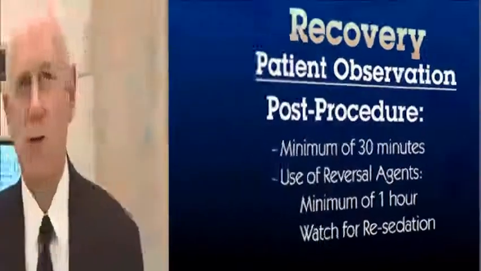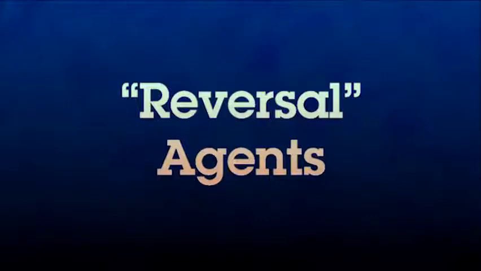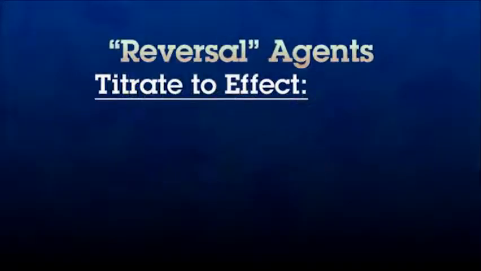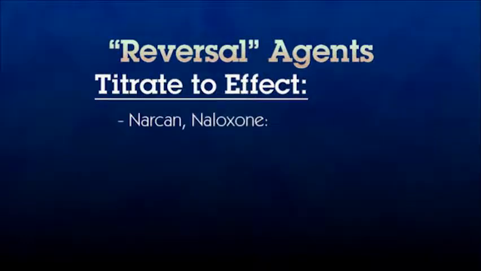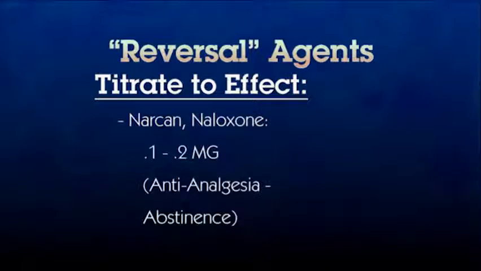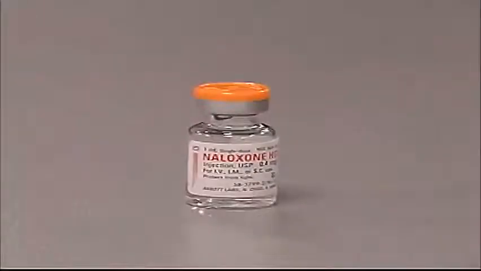It's important to understand that the use of reversal agents should not be routine. There's no free lunch when you use a reversal drug. It's very important to titrate these medications to the desired effect. Narcan or naloxone should be given in doses of 0.1 to 0.2 milligrams. This drug has a profound anti-analgesic effect and can provoke an acute abstinence syndrome. People have been known to develop acute pulmonary edema as a consequence of overuse of naloxone.